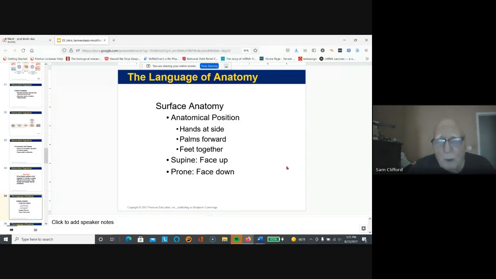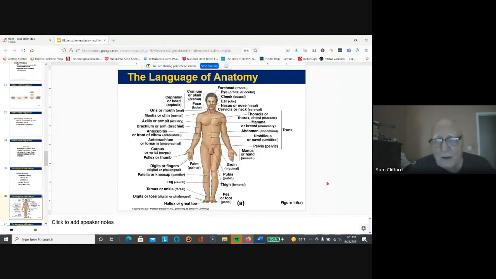Okay, so we want to know, how do we decide what's where? So what supine means, prone, and so on. Anatomical position, there it is, right there. So you should be familiar with all of these structures, the names of all of these structures. We'll have a WebAssign test on these.